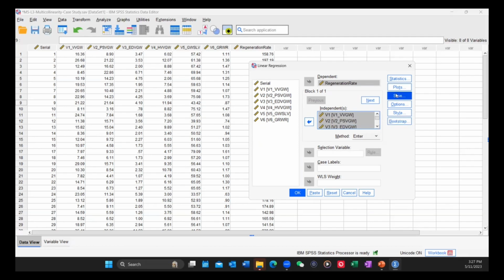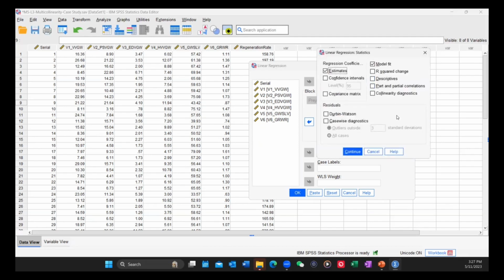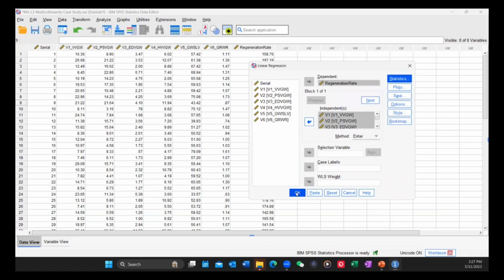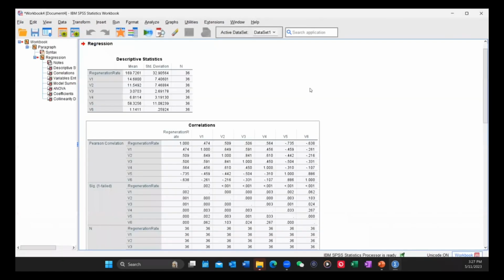Before we run the regression, we are going to change some options. Here, we are going to include the descriptives. This will give us information about the correlation. And we are going to click on the collinearity diagnostics as well. This will give us additional information about multicollinearity, such as VIF values and variance proportions. We want to say continue, and we can run the regression now.